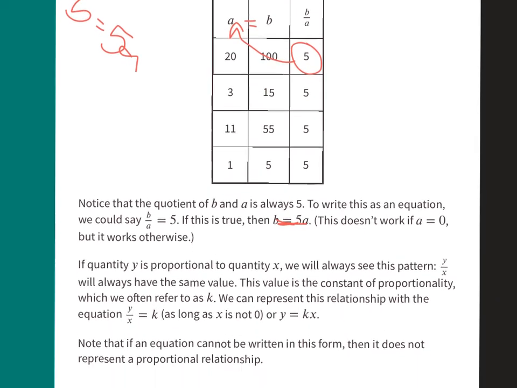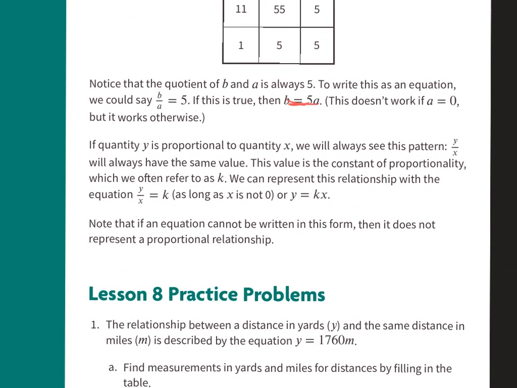Okay? If the quantity y is proportional to the quantity x, we will always see the pattern y over x, or the constant of proportionality, will be the same. This value is the constant of proportionality, which we often refer to as k. We can often represent this relationship with this equation.